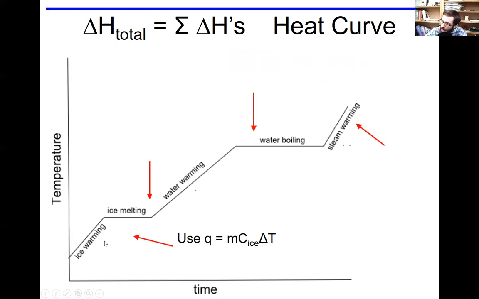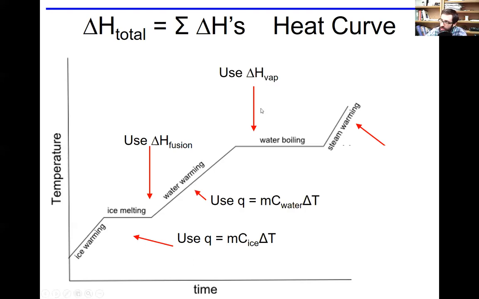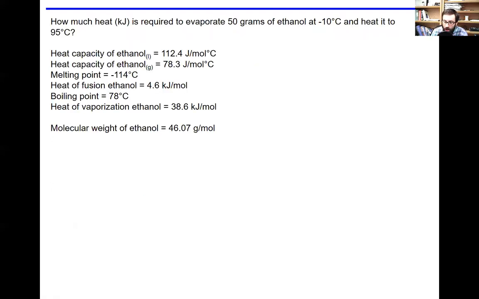So you're going to use Q equals MC delta T for the sloped portions, as we've done before, but you're going to use something called the heat of fusion. That tells you how much heat it takes to melt something. And the heat of evaporation tells you how much heat it takes to boil something, okay? All right, so this problem is kind of a granddaddy of a problem, but we're going to do this.